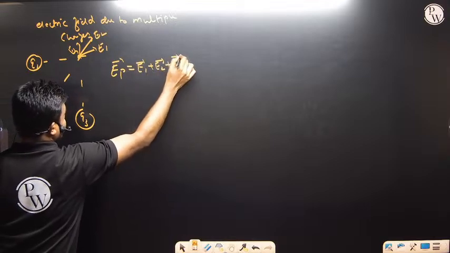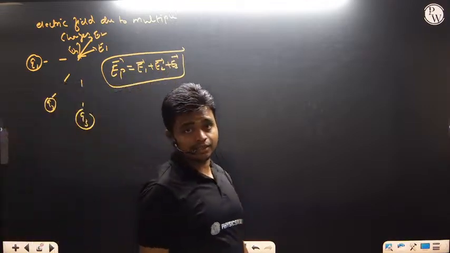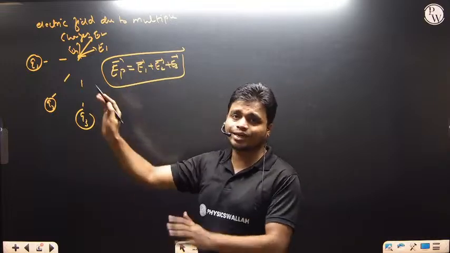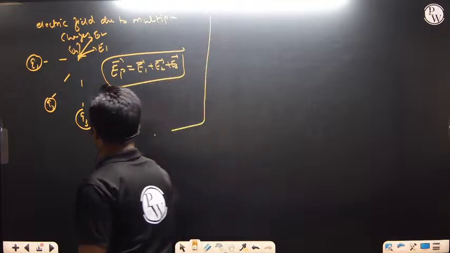So electric field at point P is given by EP is equal to E1 plus E2 plus E3. The net electric field at point P is given by the sum of all the electric fields acting at that particular point because of all the charges. So this is the net electric field. Again, this is a vector sum, not a scalar sum. This is the electric field due to multiple charges.